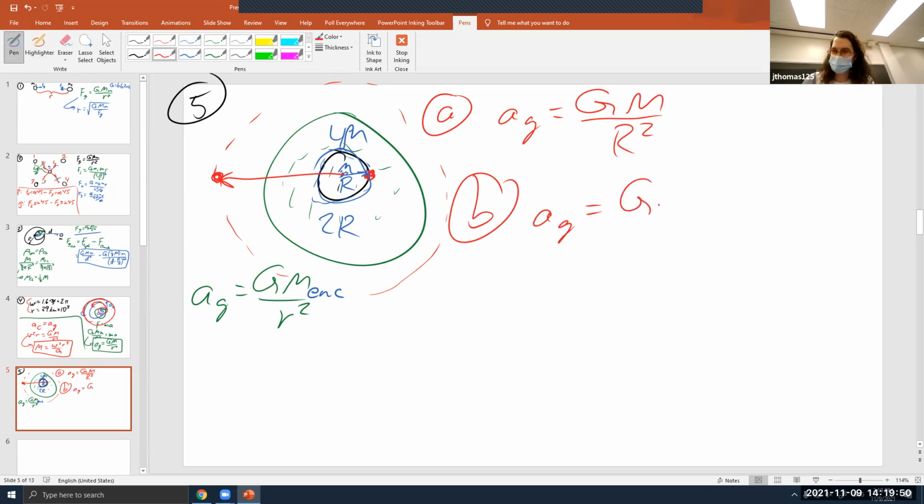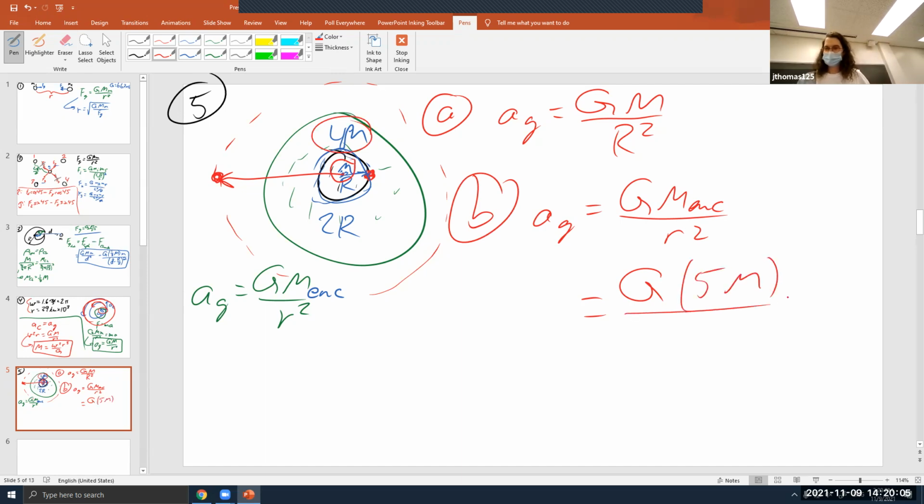So for part B, again, our acceleration due to gravity is going to be G times the mass enclosed over r squared. We have big G. What is our mass enclosed here? Yeah, good. We have m for the core plus 4m for the mantle, which gives you 5m. And then the r on the bottom is just your distance from the center of mass. So in this case, we're all the way out at 3r. So we just have a 3r squared.